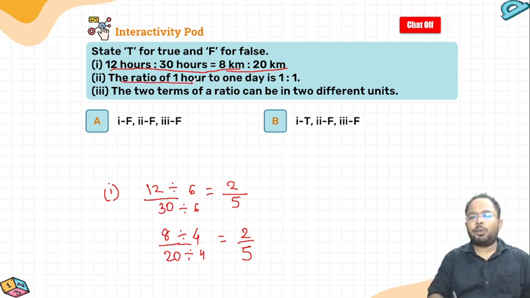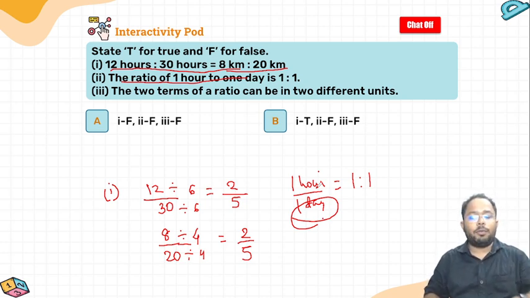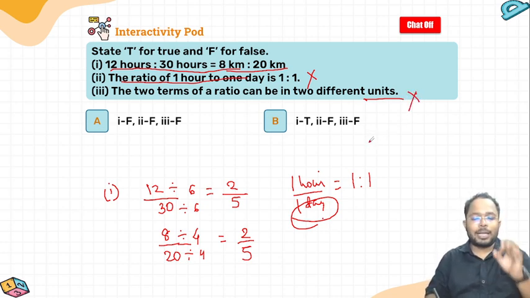Now, the second says ratio of 1 hour to 1 day is 1 is to 1. But that's wrong. Day and hour are two different quantities, and if we convert a day into hours, it would be 24. So 1 is to 24 would have been correct, but since it's 1 is to 1, it's false. The two terms of a ratio can be in different units? No, we cannot compare two different units. It has to be in one unit.